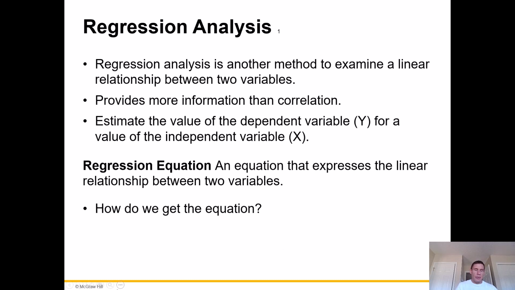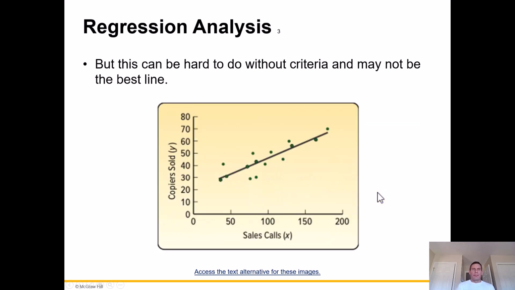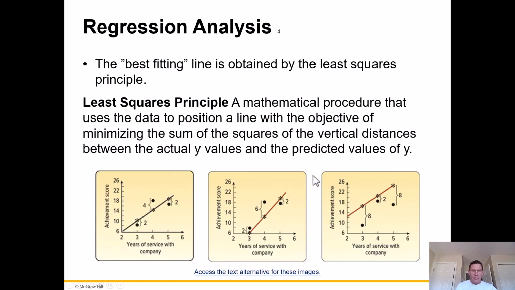So the first question is, how do we get the equation? We use the data to position a line that best represents the relationship between x and y. Think about these sales calls. These are the data points, the ordered pairs we looked at before, and you can see all these different lines. Which one of these is the best line? The goal of the regression equation is to give us the best line of fit. It's hard to do that without any criteria. Somebody might look at this line and say, what if we move it up a little bit or move it down? Then we'd get closer to some points but further away from others, right? So the goal is to get the line of best fit.